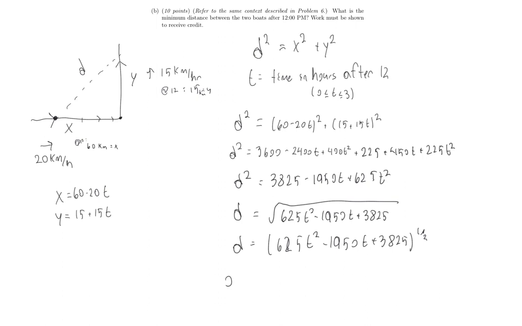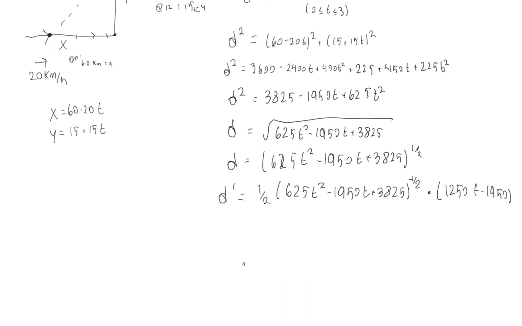Take my derivative, so that means that d prime is going to be 1/2. This is a chain rule. We have an inside and an outside function, so we're going to derive the outside. We'll bring the 1/2 down, keep our inside the exact same, and reduce our power by 1. 1/2 minus 1 is going to be negative 1/2, times the derivative of our inside, which is going to be 1250t minus 1950.